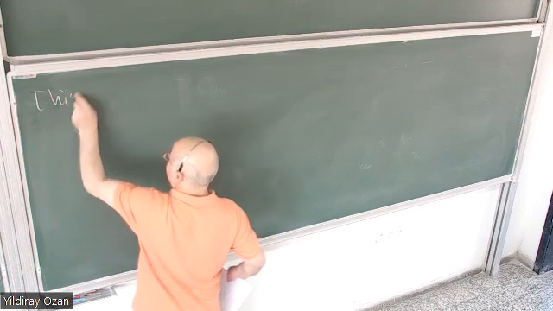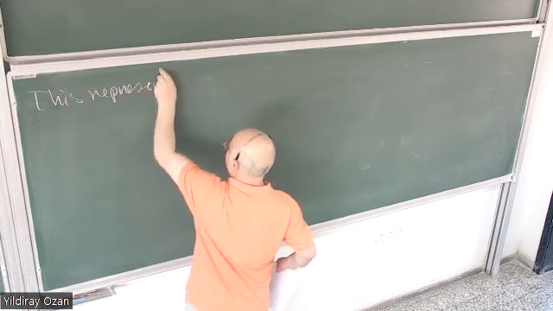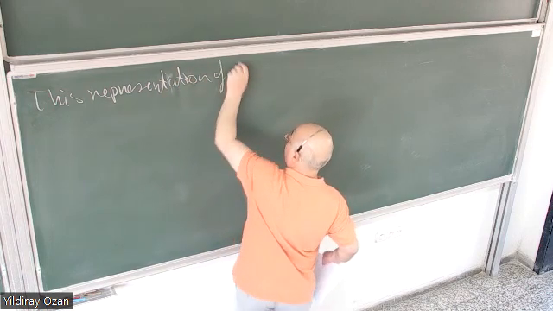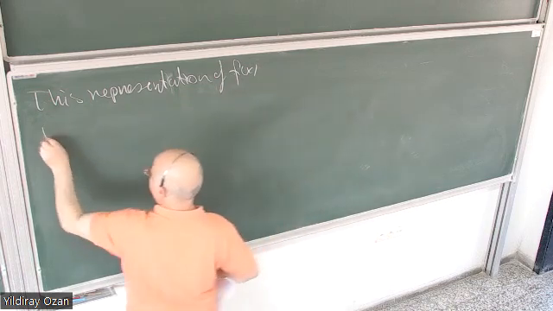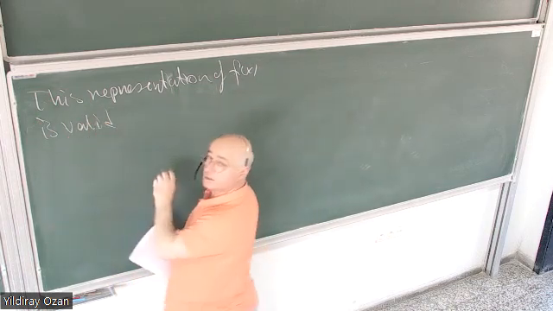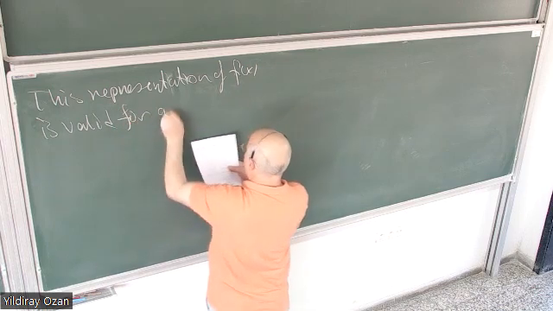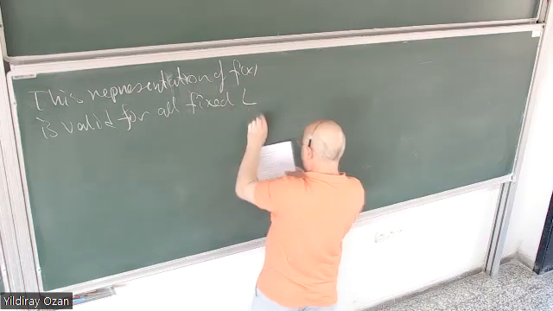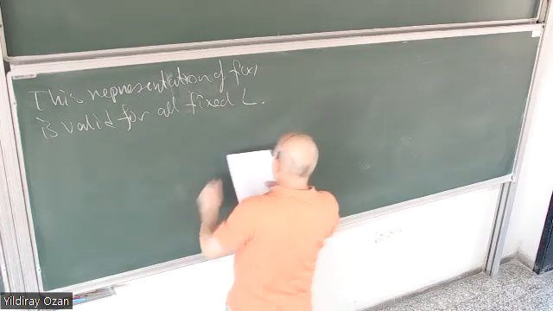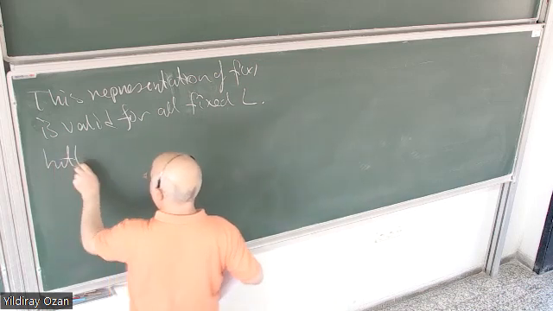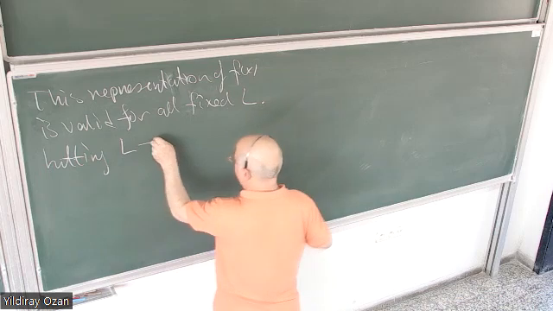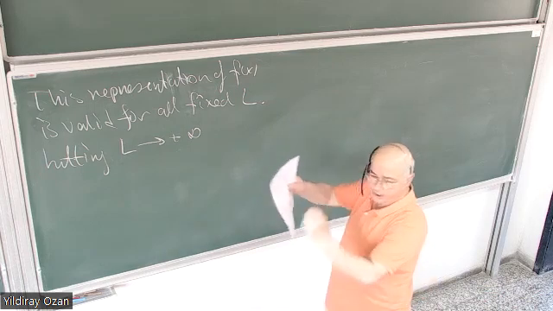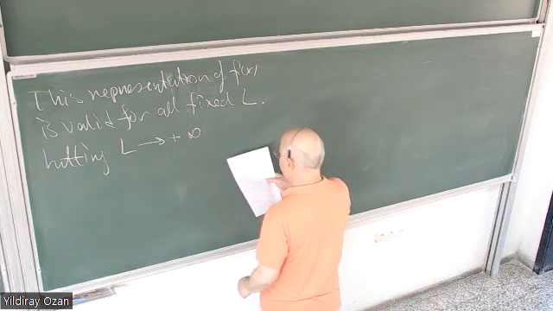This representation of f of x is valid for all fixed L, letting L go to infinity, because it is true for all L, so I just let L go to infinity and see what happens.